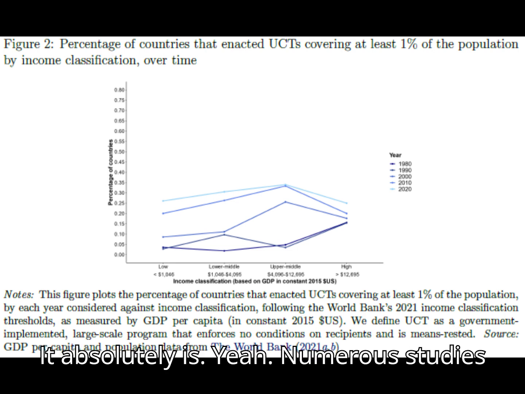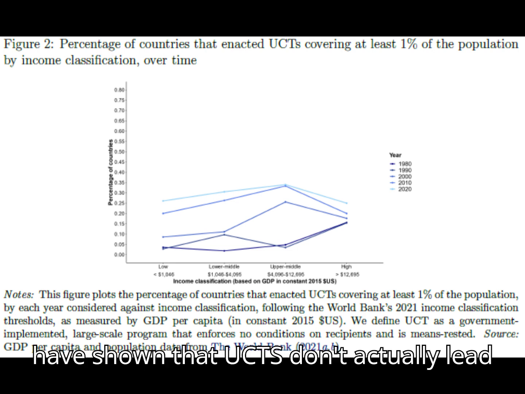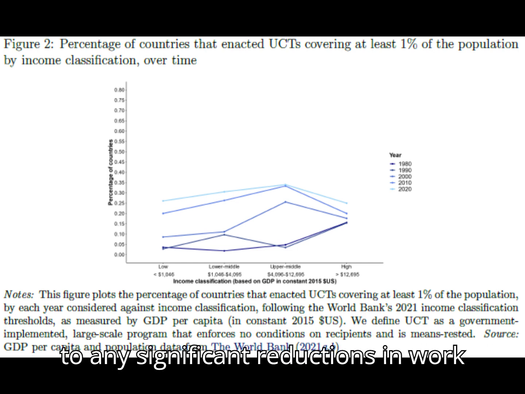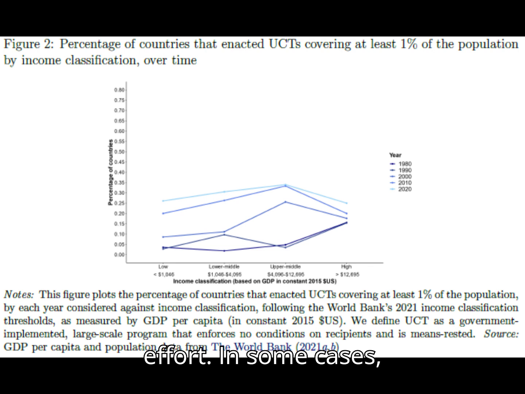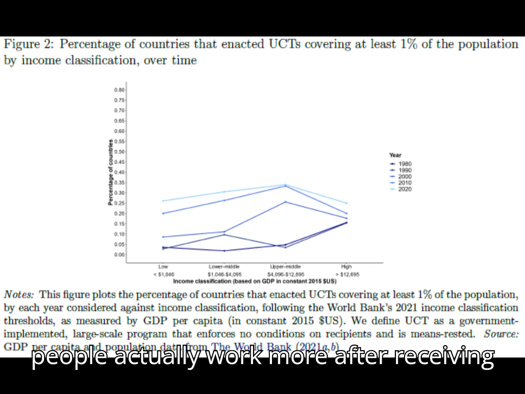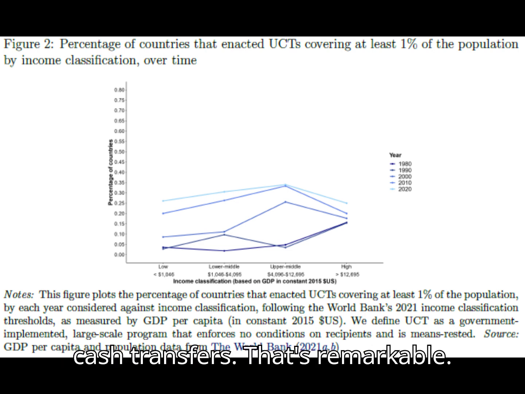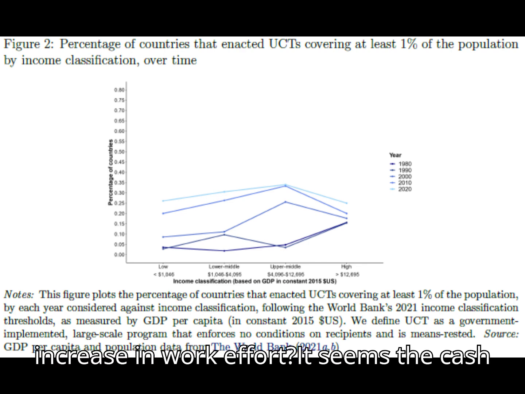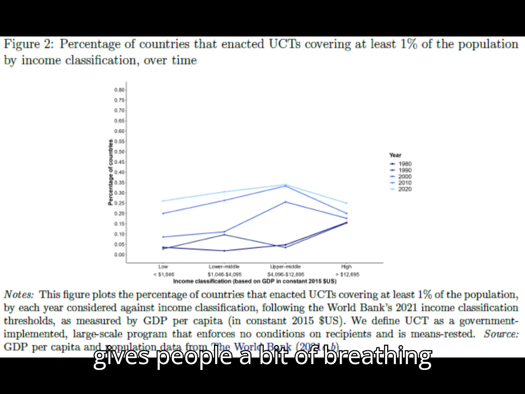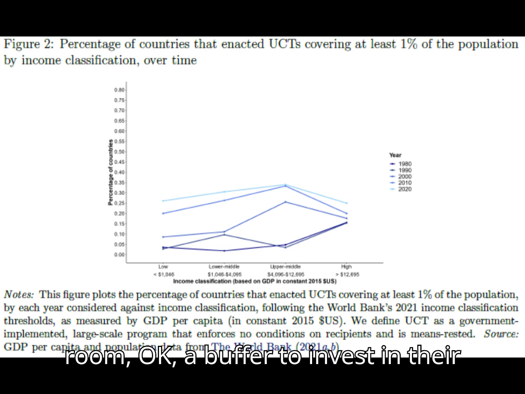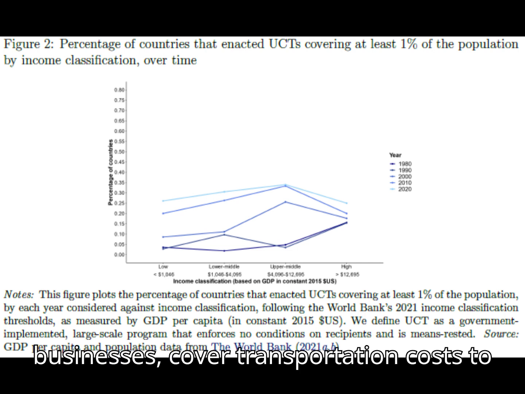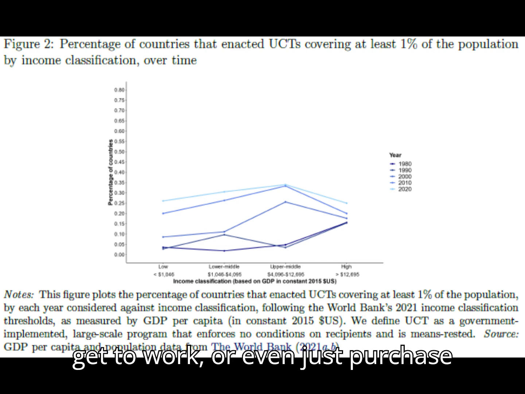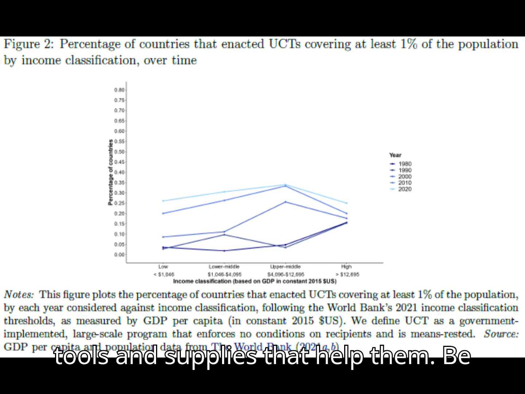It absolutely is. Numerous studies have shown that UCTs don't actually lead to any significant reductions in work effort. In some cases, people actually work more after receiving cash transfers. That's remarkable. What explains that increase in work effort? Well, it seems the cash gives people a bit of breathing room, a buffer to invest in their businesses, cover transportation costs to get to work, or even just purchase tools and supplies that help them be more productive.